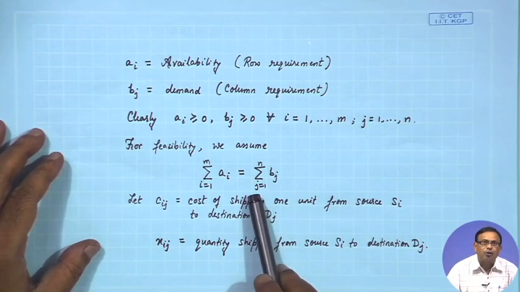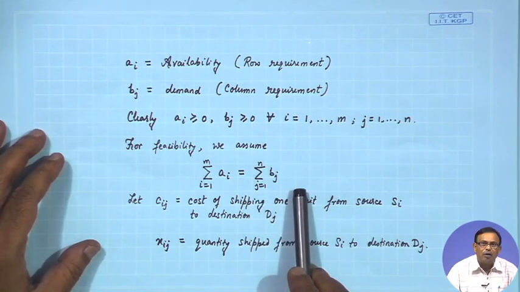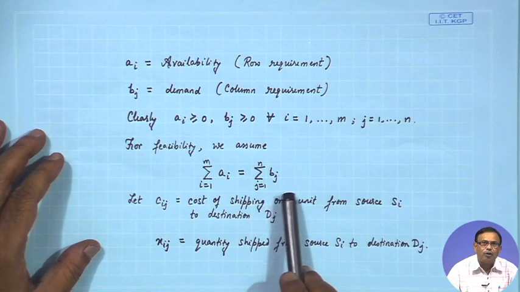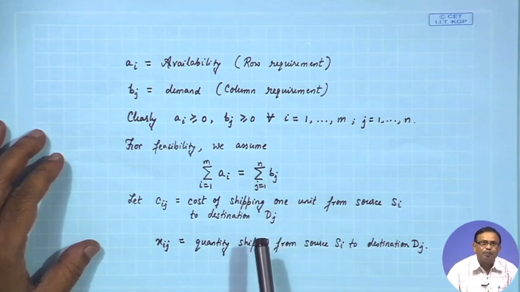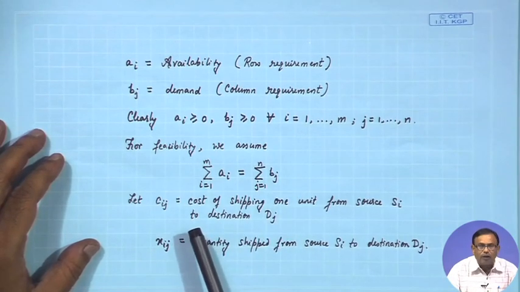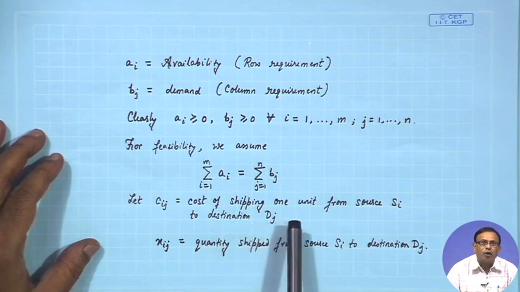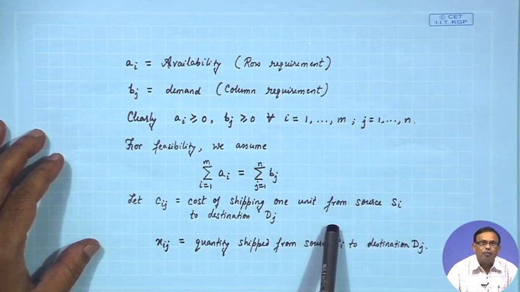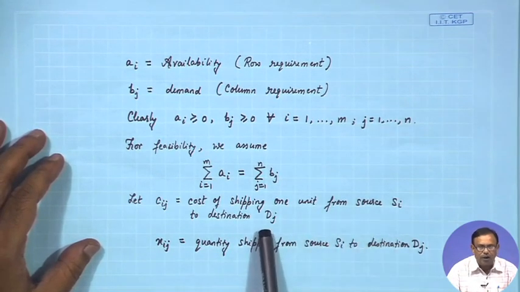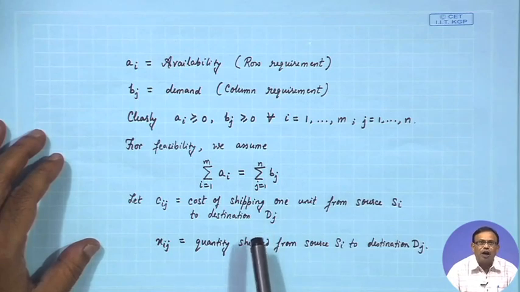So, total supply and total demand should always be the same. Also, we are assuming that C i j is the cost of shipping one unit from source S i to destination D j.